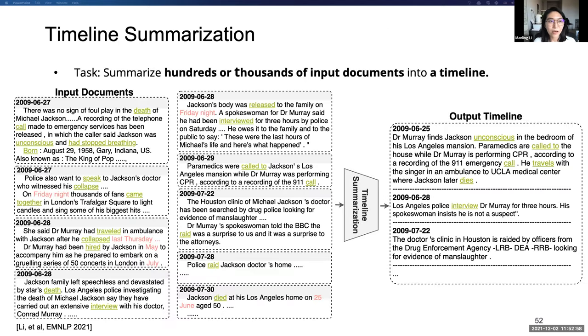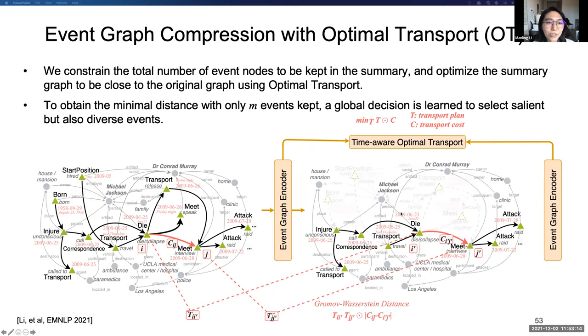So next I will briefly talk about some downstream tasks, just trying to show how event knowledge can support downstream tasks. If we have a lot of news data, maybe we want to summarize a timeline. The challenge of timeline summarization is more about the input document size. We may have thousands of documents for a timeline.